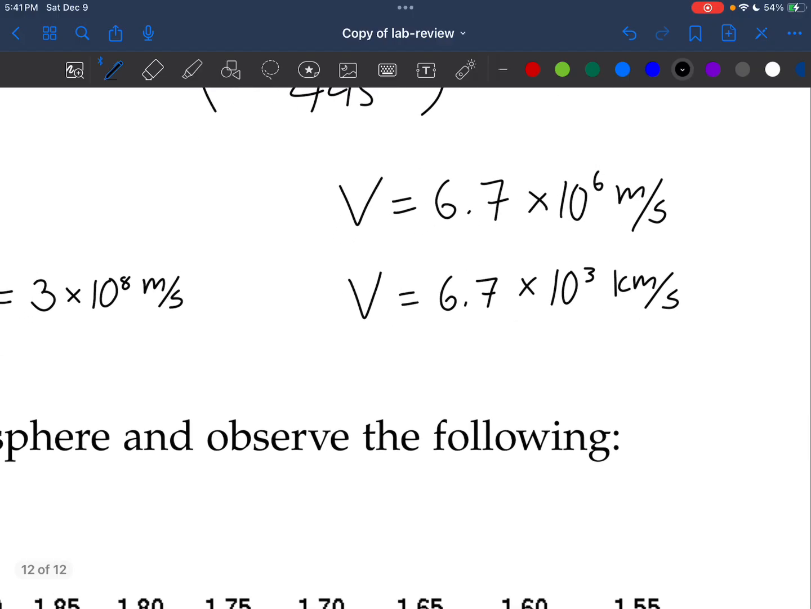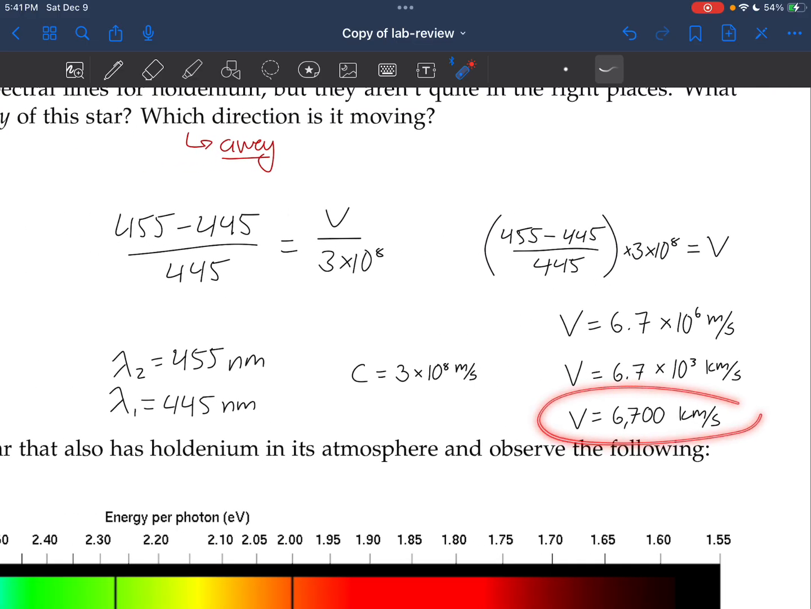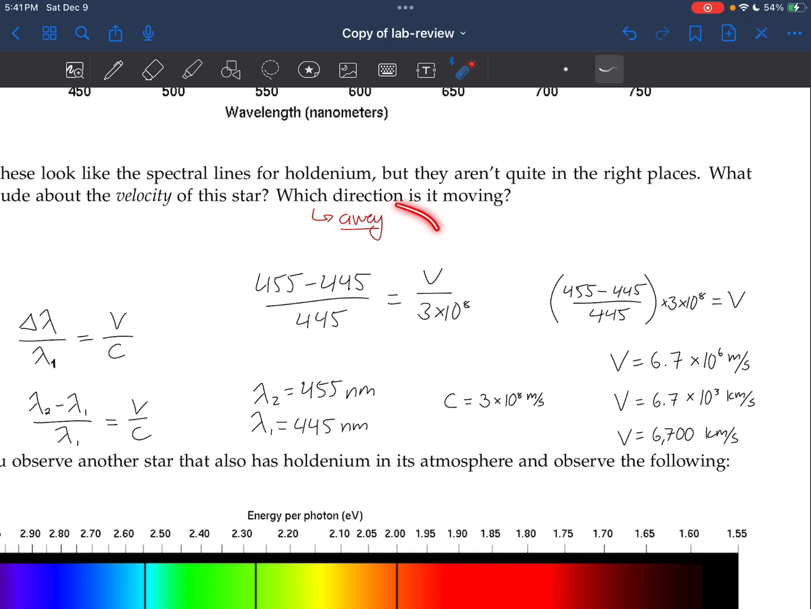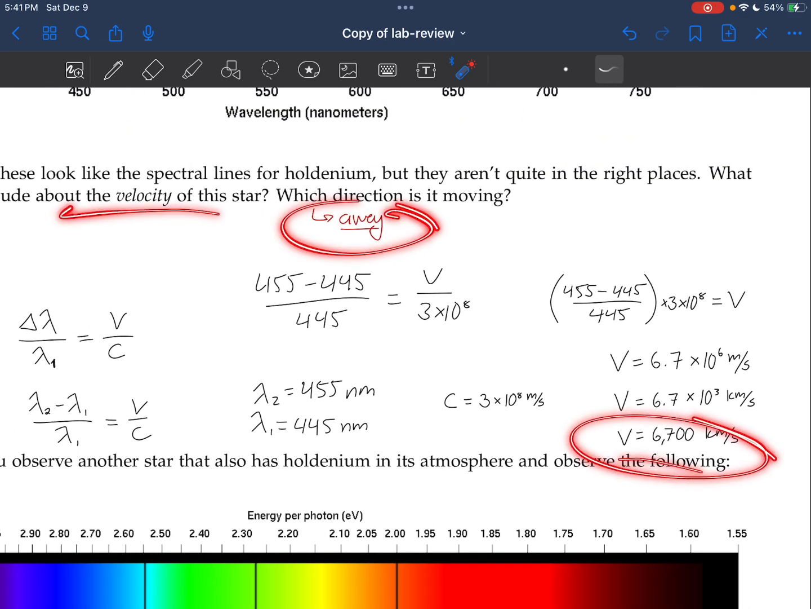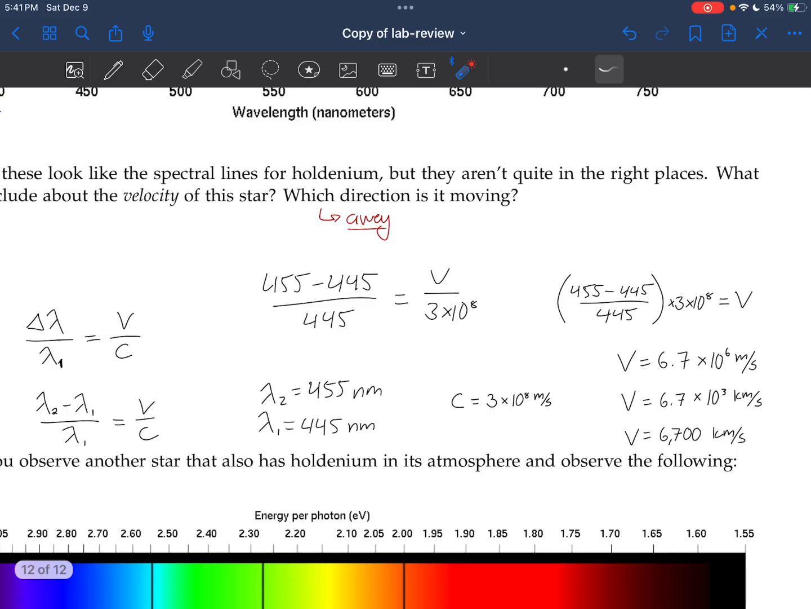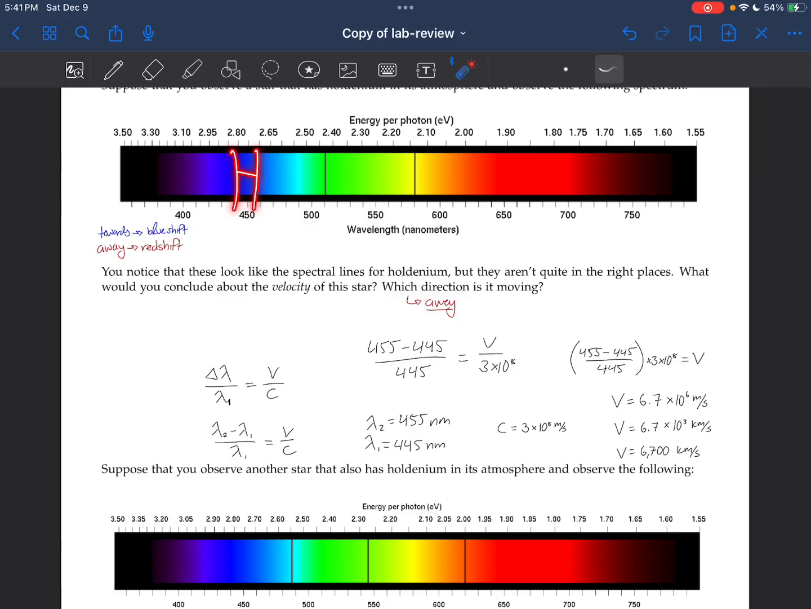If you've ever run a 5K, this is 7 kilometers per second. This is much faster. If you ever run a 5K, that's your 5 kilometers. It's going much, much further than that in a second. So what direction is it moving? It is moving away from us. Velocity, very, very fast. Just being able to roughly approximate it, it's shifted a little bit, so we'll have some velocity.